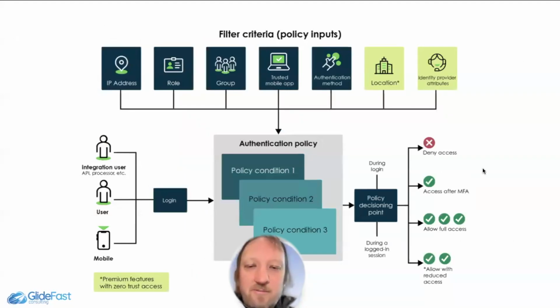All right, and then this is a picture from ServiceNow of how this all flows. You have your filter criteria, which I talked about up top, where you can also look by whether it's the trusted mobile app, and then authentication method, role, IP address, etc. This is one of the premium features of Zero Trust: you can also perform actions on location or identity provider attributes. You have the policies, where these are the inputs, and then you make a decision based on the criteria that you set, and then you do something with that.